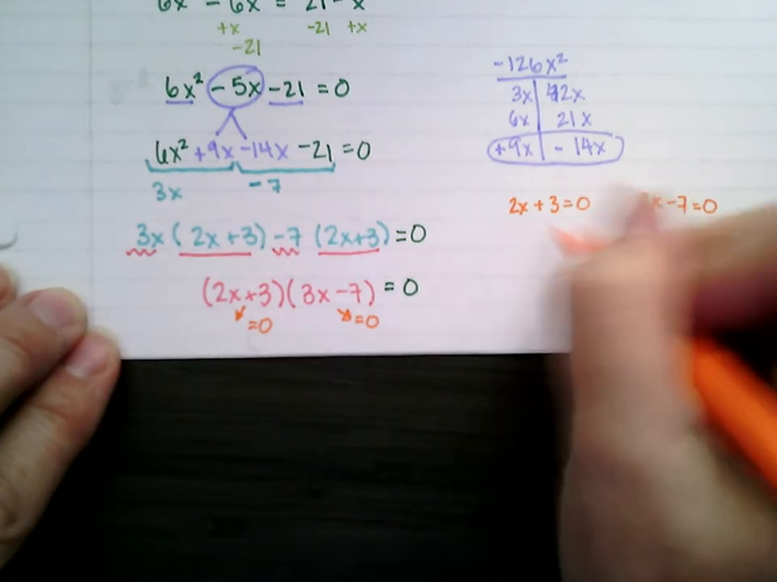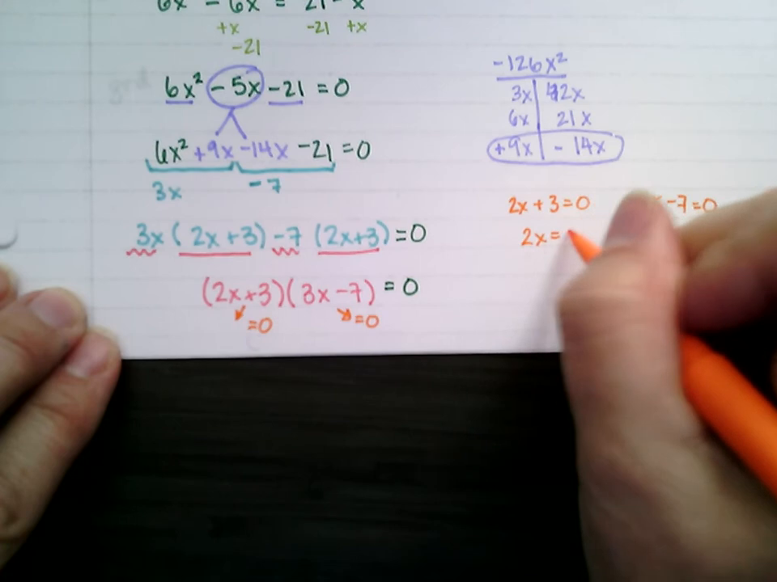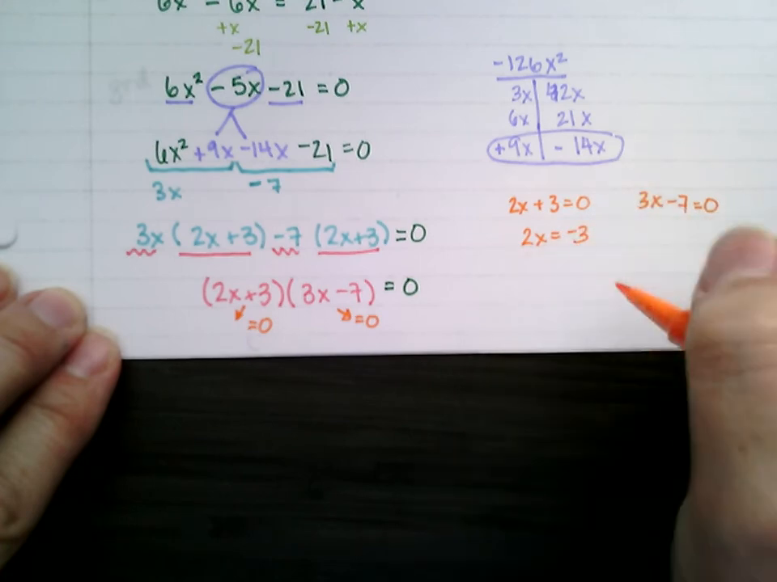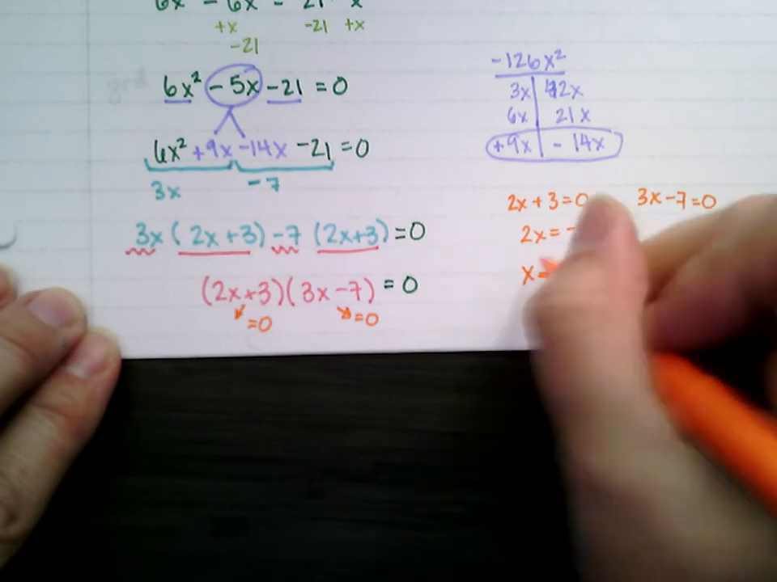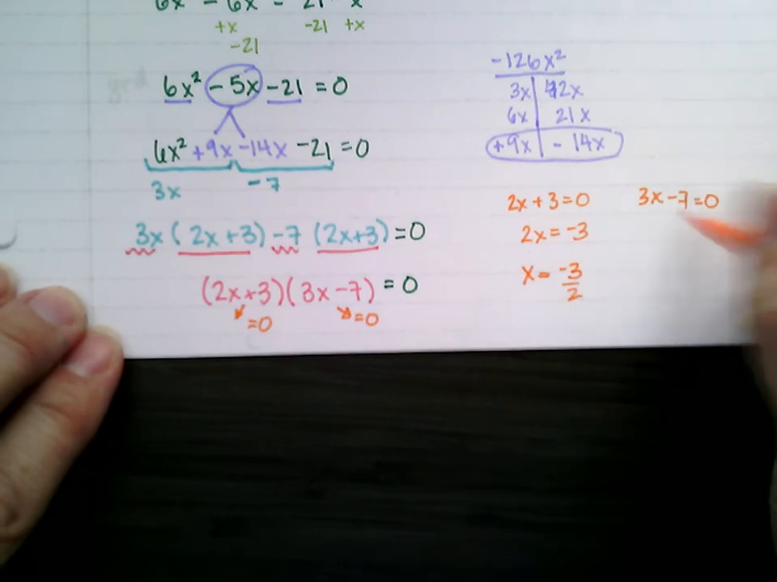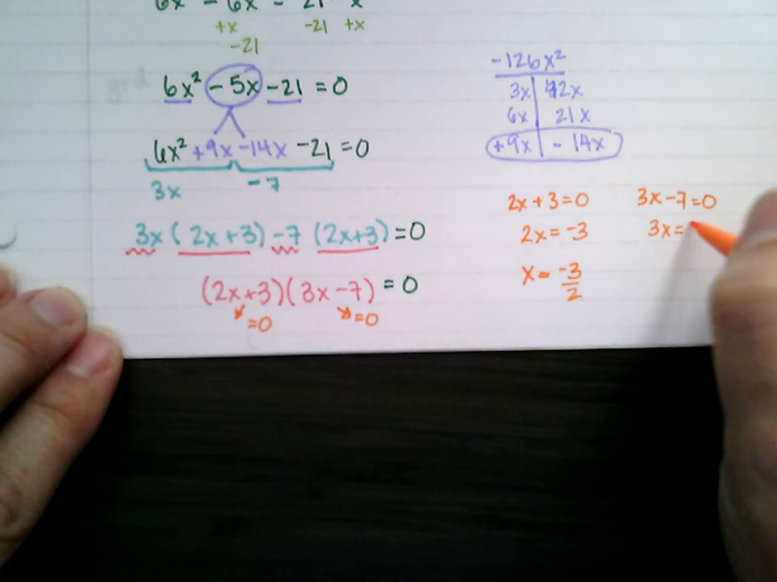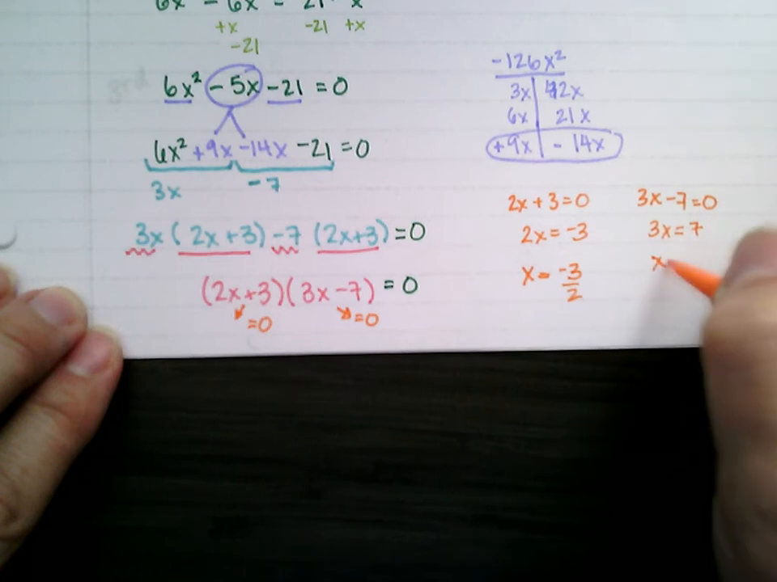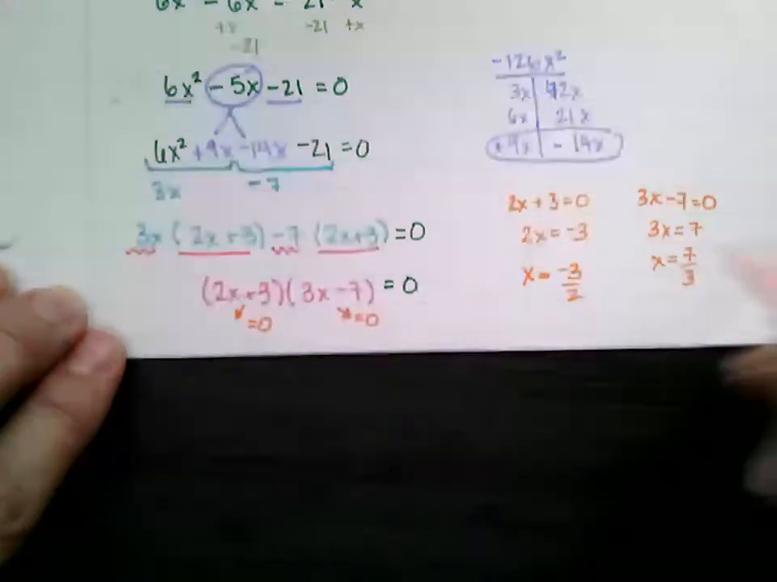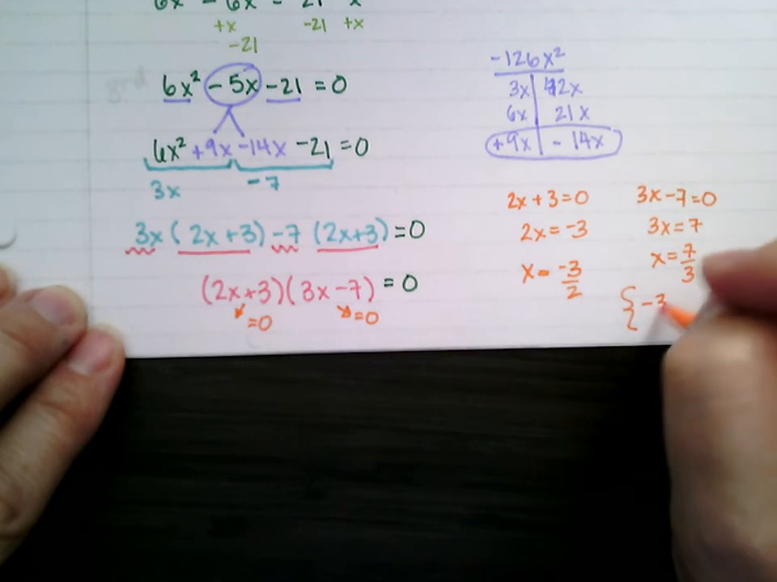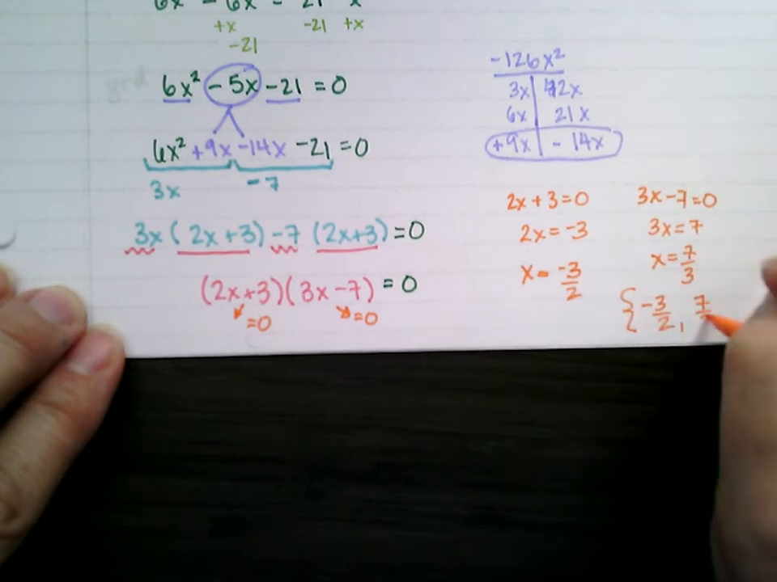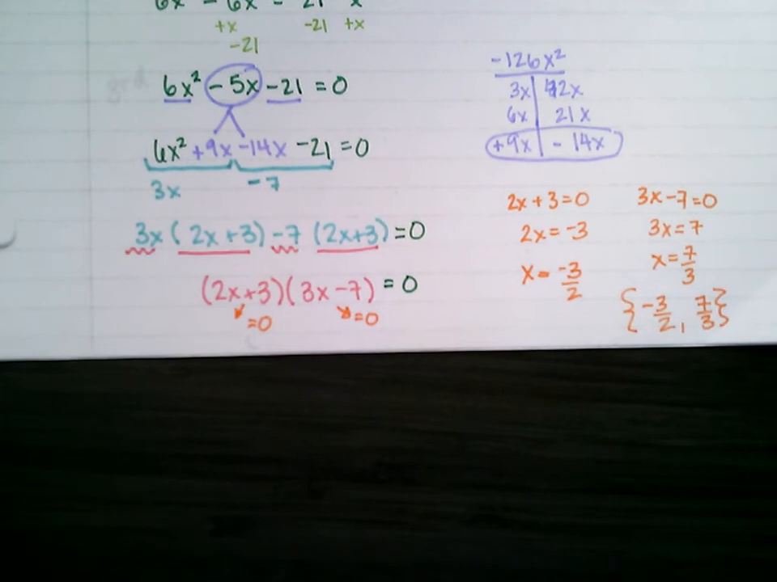So I would subtract 3 from both sides. So 2x equals negative 3. Divide by 2 on both sides. So x equals negative 3 halves. Add 7 to both sides. So 3x equals 7. Divide by 3. So x is 7 thirds. So we've got two solutions again. Negative 3 halves for one of them and 7 thirds for the other.